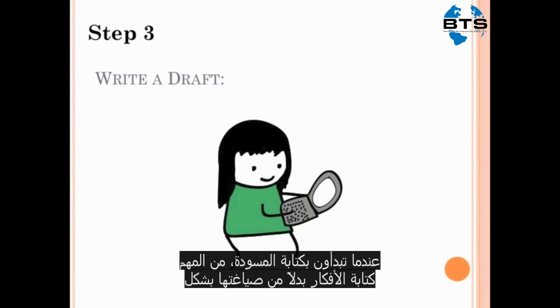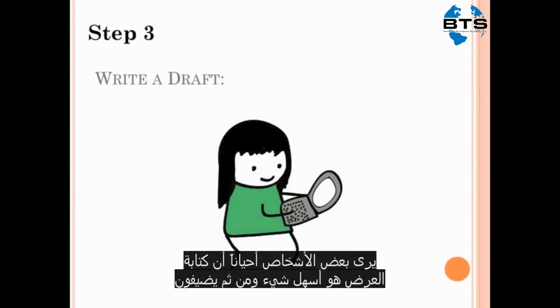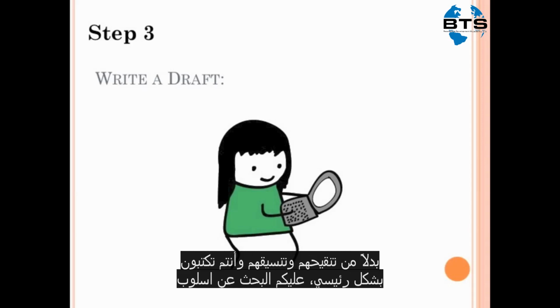When you first start writing a draft, it's important to get ideas down rather than aim for a perfectly formatted paper with correct spelling and grammar the first time through. Sometimes people find it easier to start with the body of the paper and add the introduction and conclusion after. It's much easier to format and edit a paper once the bulk of it is written, rather than trying to format and edit as you go. Ultimately, though, you need to find a style that works for you.